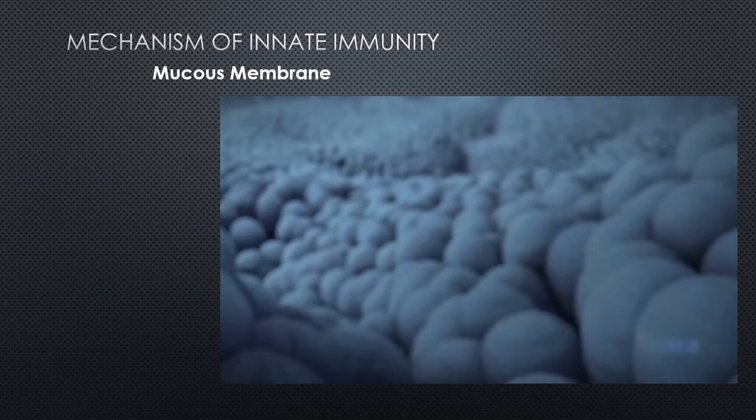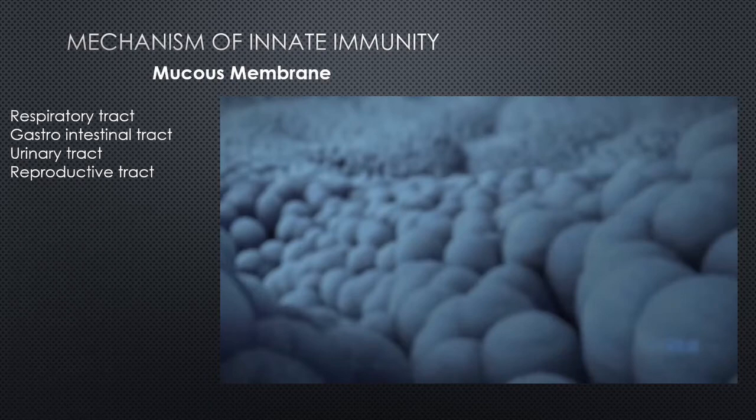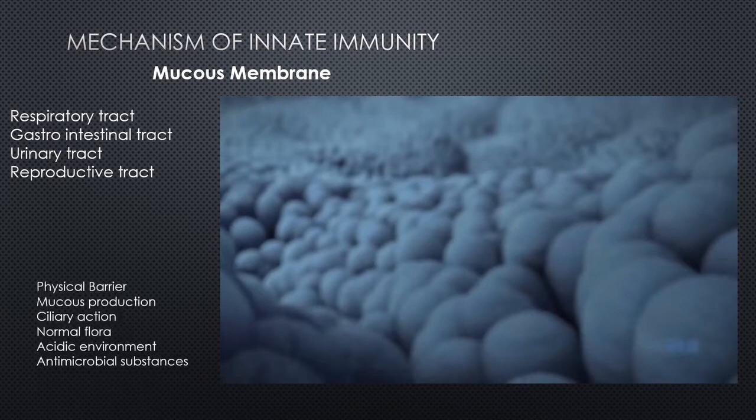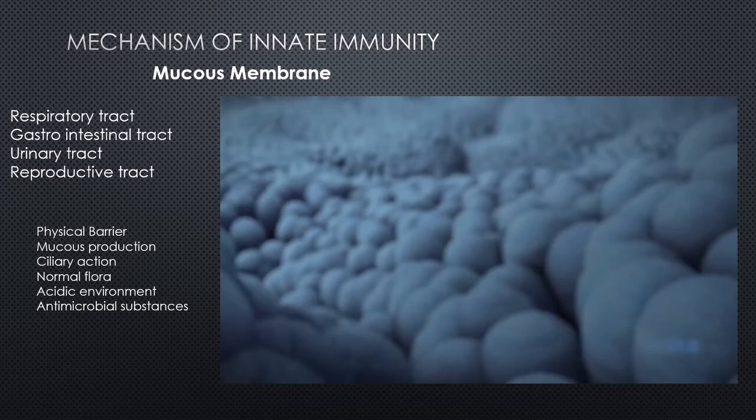The mechanism of innate immunity, the mucous membrane or the mucosa. It lines or covers the many tracts of the body systems, namely the respiratory, the gastrointestinal, the urinary, and the reproductive tract. The mucous membrane mechanisms of action include primarily the provision of the physical barrier. As well, it is responsible for mucus production, and particularly in the respiratory system, ciliary action plays an important role. Maintenance of a normal flora is also regulated. The provision of an important acidic environment with a very low pH, and the production of antimicrobial substances, all of this contributes to innate immunity.